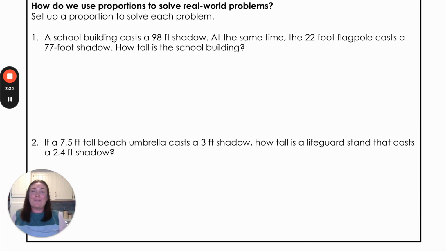Okay, so we have a school building casts a 98-foot shadow. At the same time, a 22-foot flagpole casts a 77-foot shadow. How tall is the building?